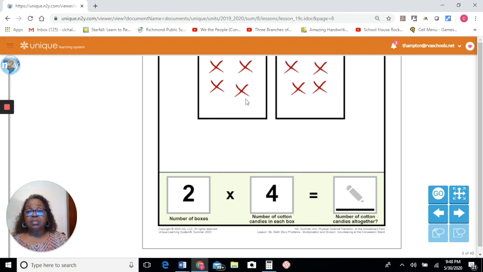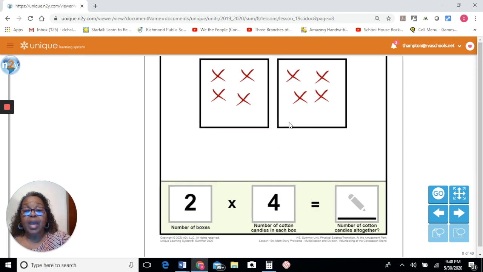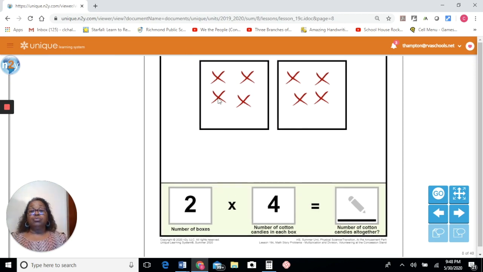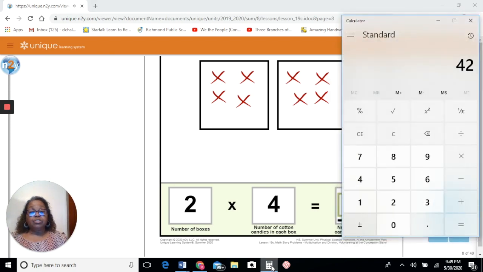Let's count and see. If we added all of the items in the box, 1, 2, 3, 4, 5, 6, 7, 8, the answer would be 8, right? So let's see, by using the shortcut, would we get the same answer?